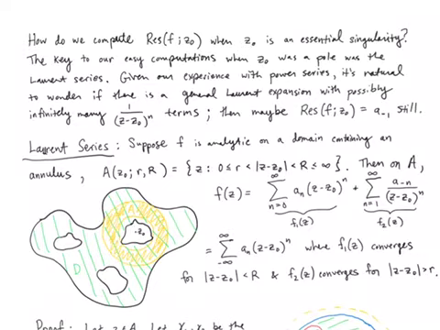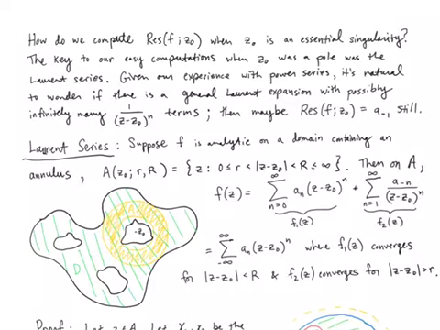But the only remaining case is when we have an essential singularity of our function. So how do we compute the residue in that case? Is there some special way to compute the residue that avoids the definition using the integral? Well, okay, so let's think about it.